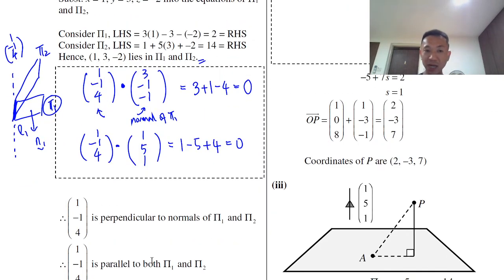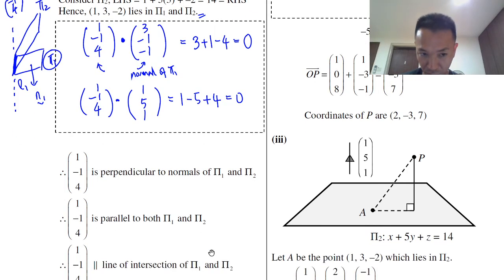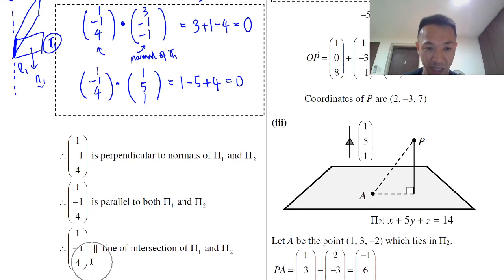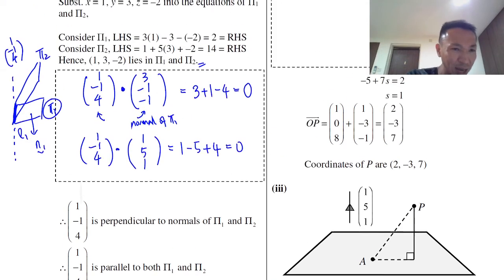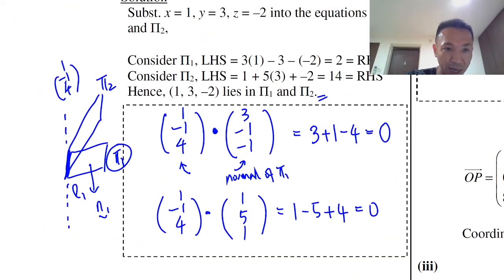So the conclusion lies here. This vector now is perpendicular to the normal of pi 1 and pi 2, which means this is parallel to pi 1 and pi 2. So this vector is parallel to the line of intersection between pi 1 and pi 2. And I think this diagram tells us a little bit more than words itself. Words can only mean so much. This is pi 1, n2. Okay.